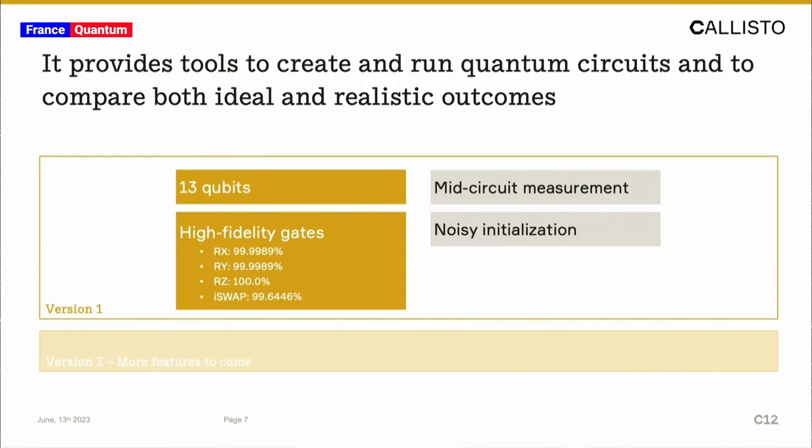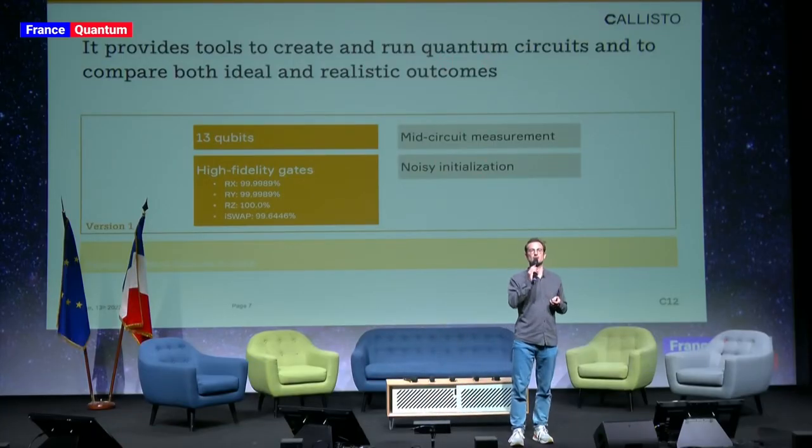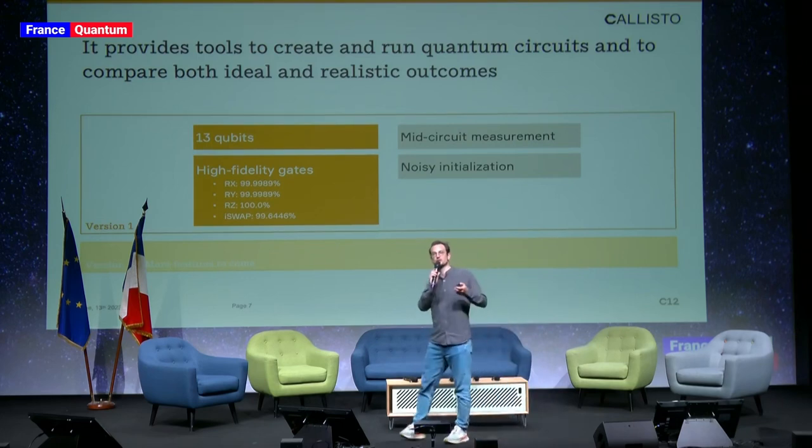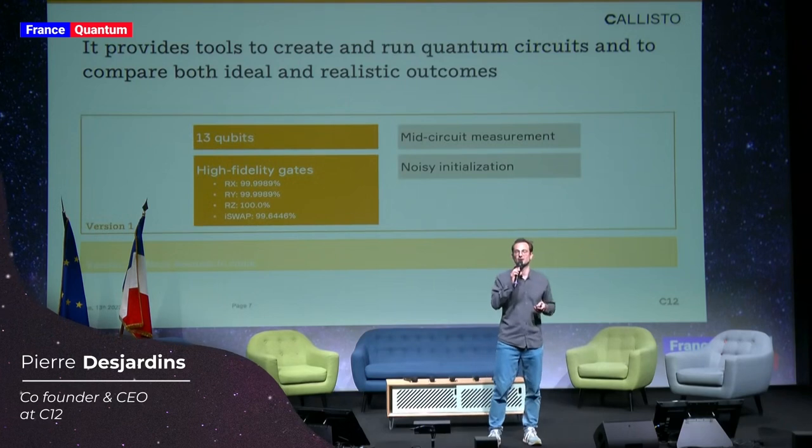And on top of developing this ultra-realistic simulation environment, we also have some interesting features. The first one is noisy initialization. You can really prepare your initial states in a noisy way. Again, it's really to have something as close as possible to the real hardware. And also mid-circuit measurements. Mid-circuit measurement is something that you can do with an emulator, but cannot do with a quantum computer. It's really a way to look into the computation while it's occurring. So you have access to the full density matrix during all the processing of your quantum circuits.